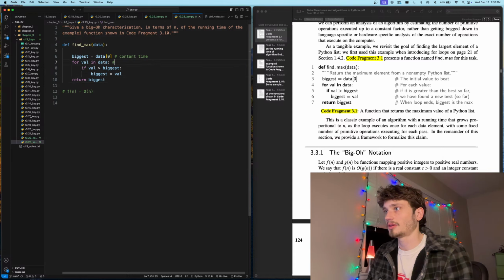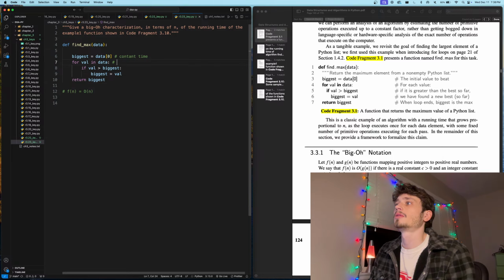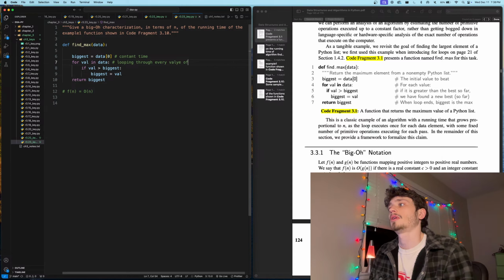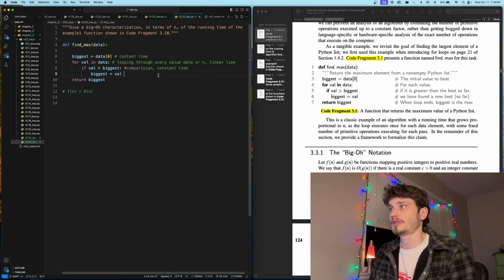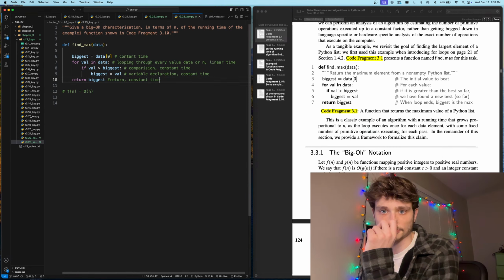So this is looping through every value of data, or n. This is a comparison, so this is a comparison constant time. So this is a linear time. This is a variable declaration, which is a constant time function. And then a return, a constant time. All right.